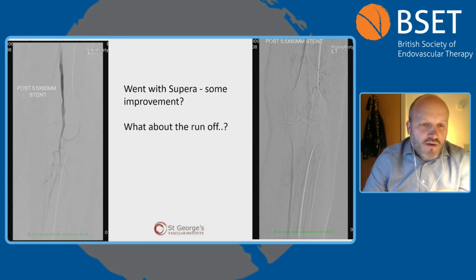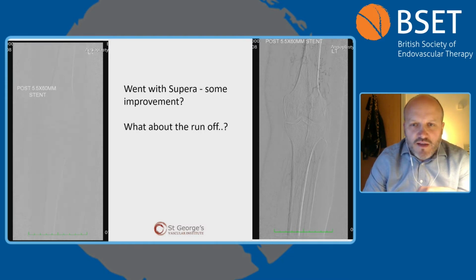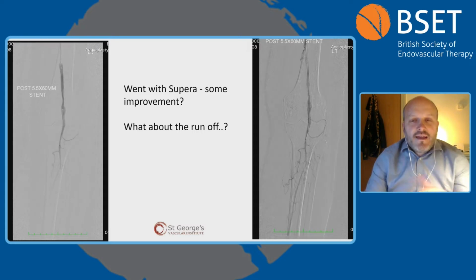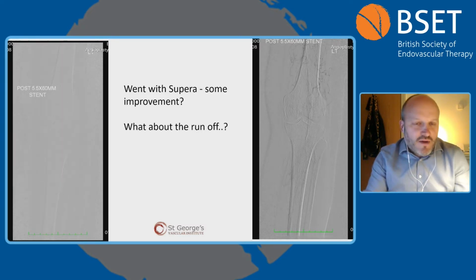The problem, though, as you can see, is what our wire has done to the TP trunk and the origin of the posterior tibial. And you can see that on the image that's still playing on the other side of the screen. So again, we're in this situation, aren't we, where we're already 2 hours into the case.